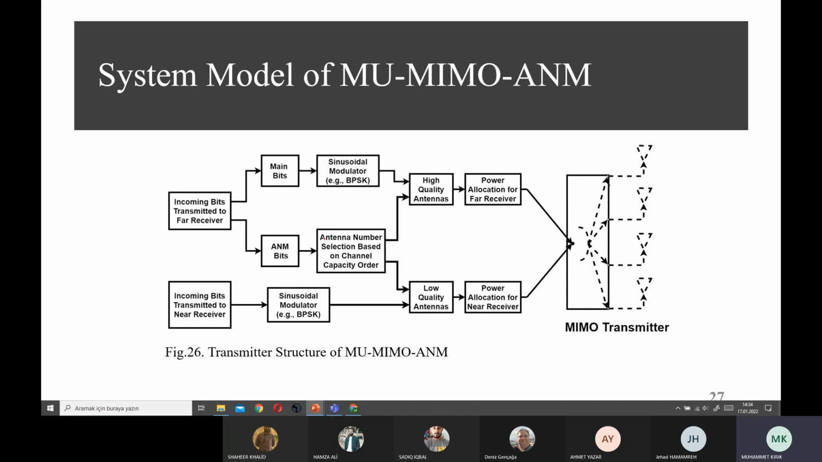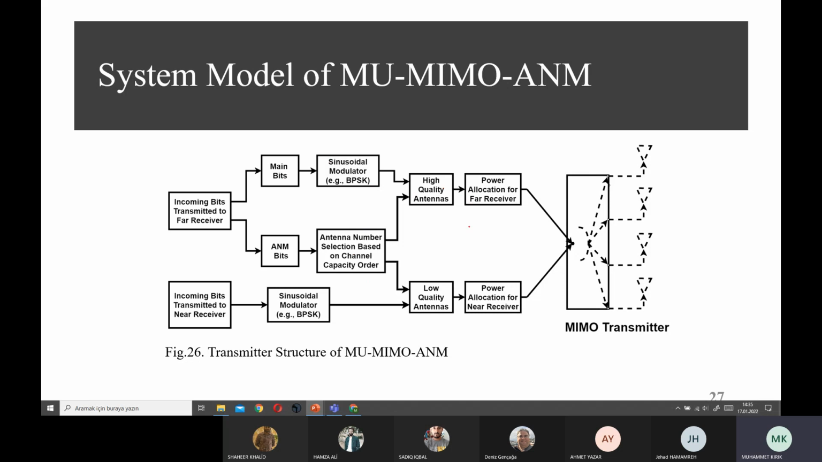And the other group is named as the ANM bits. This part is deciding how many antennas will be activated. And it is also, as we said earlier, doing the adaptive antenna selection. So it is also sorting the antennas based on their channel capacity orders. So after doing this, we are deciding which antennas are providing the high quality and which antennas are providing the low quality. And we are transmitting these main bits, which are modulated by the BPSK, by using these high quality antennas. And we are transmitting the data in the main bits group by using a high power, because the user is in a far location and we want the data to reach there.